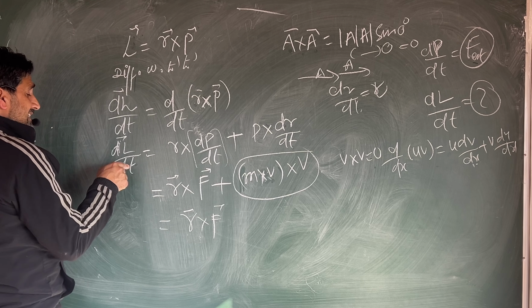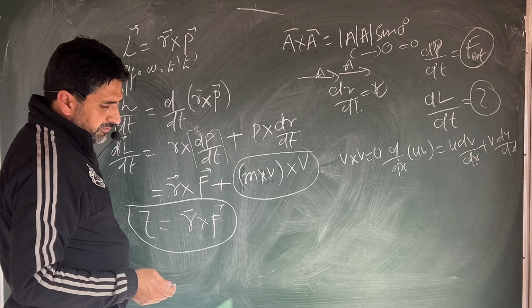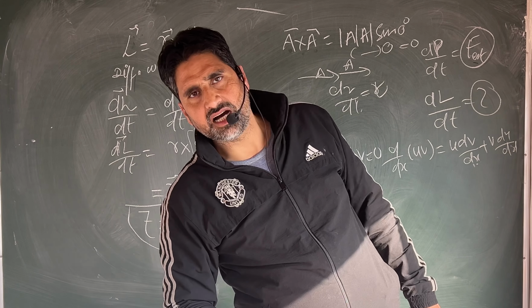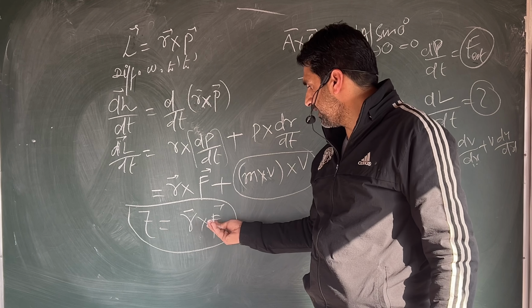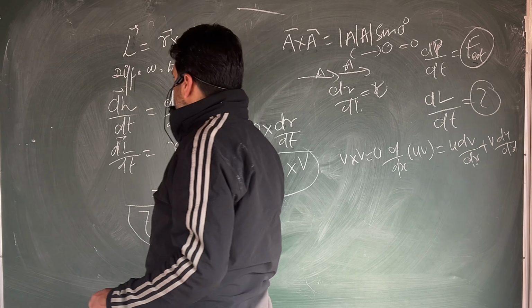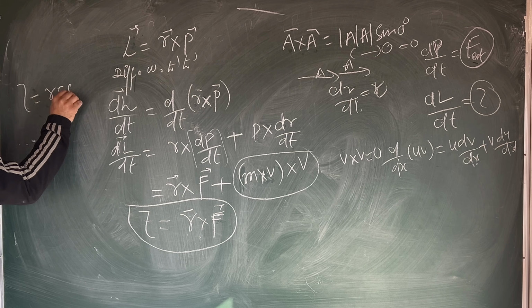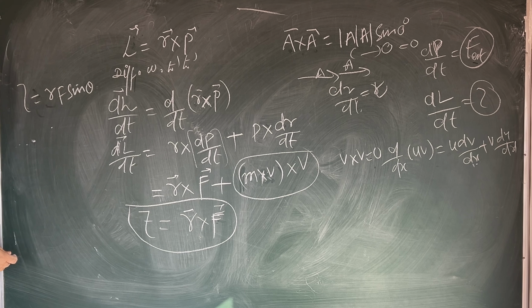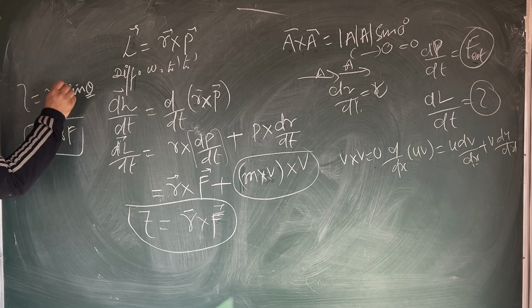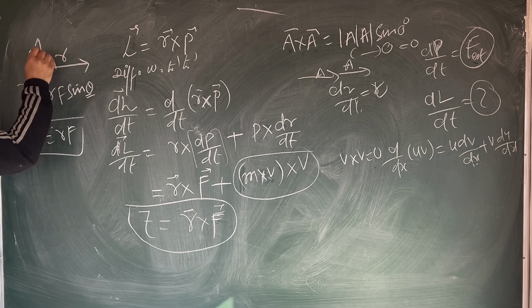And this change in angular momentum is known as torque. The torque is the cross product of position vector r and the applied external force F. The torque can be written as torque equals r into F into sin theta, along the unit vector direction, which I will not mention here. If theta is 90, then sin 90 is 1 and torque is equal to rF. So torque is maximum when the angle between r and F is 90 degrees.